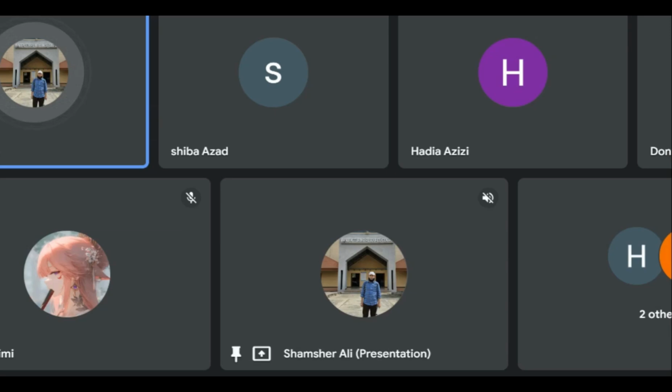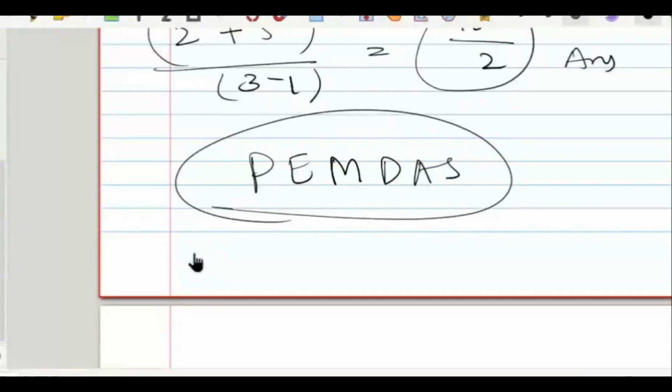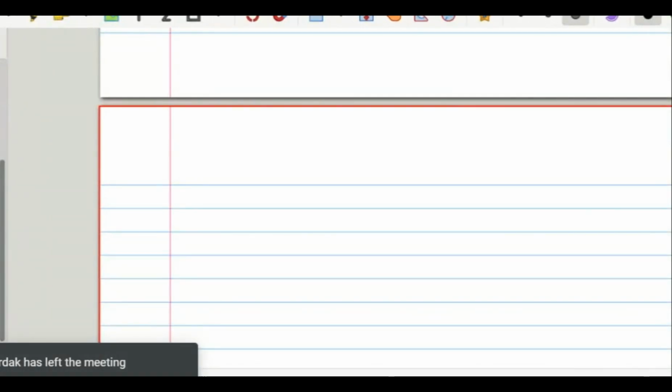Okay, then I'm writing a few questions here. If any students have a class or don't have time, they can leave. If students are present, then I'm writing a few examples for them, and they can solve these questions.